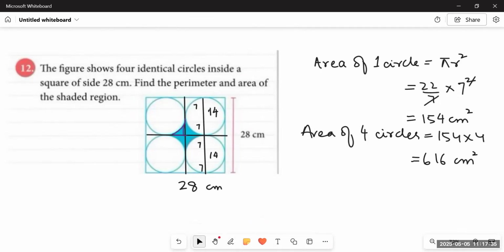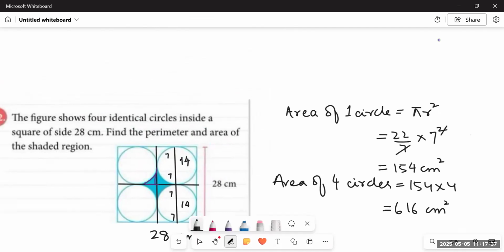Now let us find out the area of the square. What is the area of the square? Since the square is 28 by 28, so we'll multiply these two. And the area of the square as a whole would be 784.